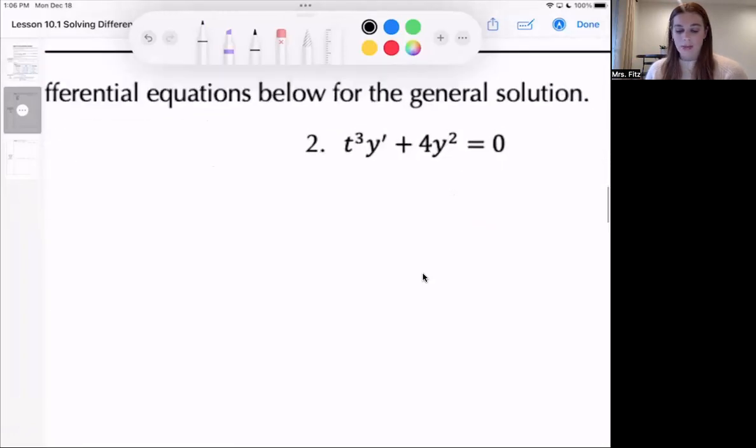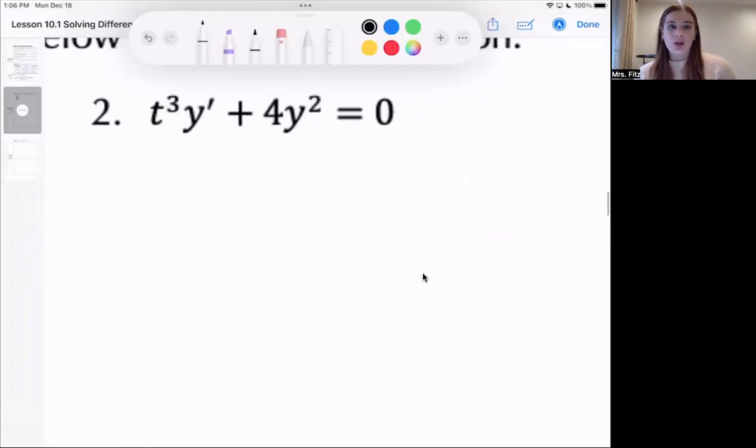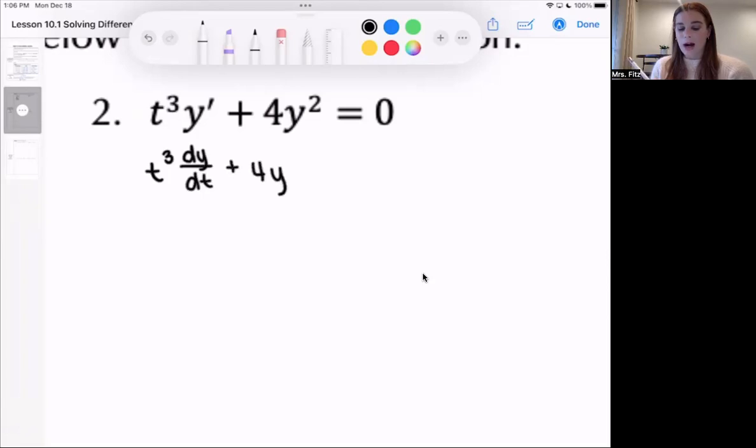Let's take a look at number 2. So we have t cubed times y prime plus 4y squared is equal to 0. Our goal is to solve this differential equation in y equals form. Keep in mind your variables here are y and t. So what I'm going to do first is rewrite y prime as dy/dt, plus 4y squared is equal to 0. Okay, so the next thing I'm going to do is subtract 4y squared from both sides.